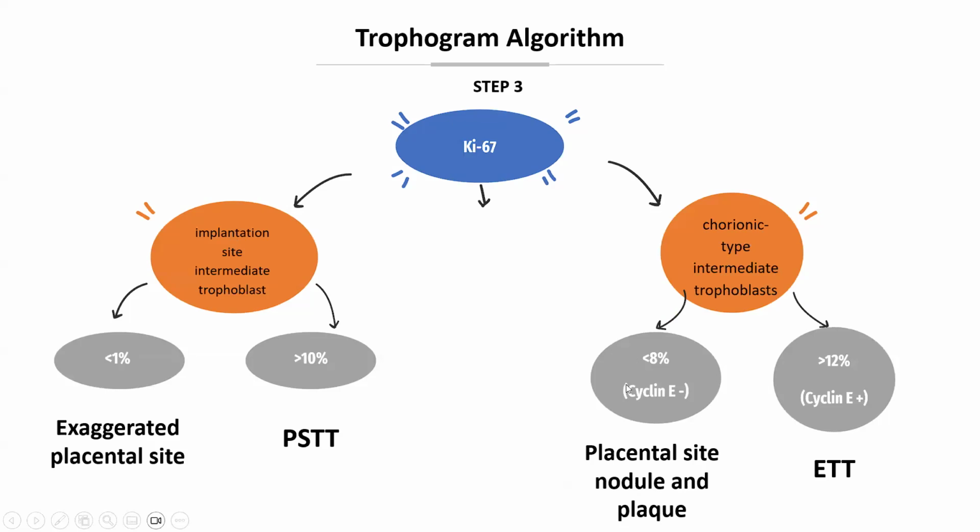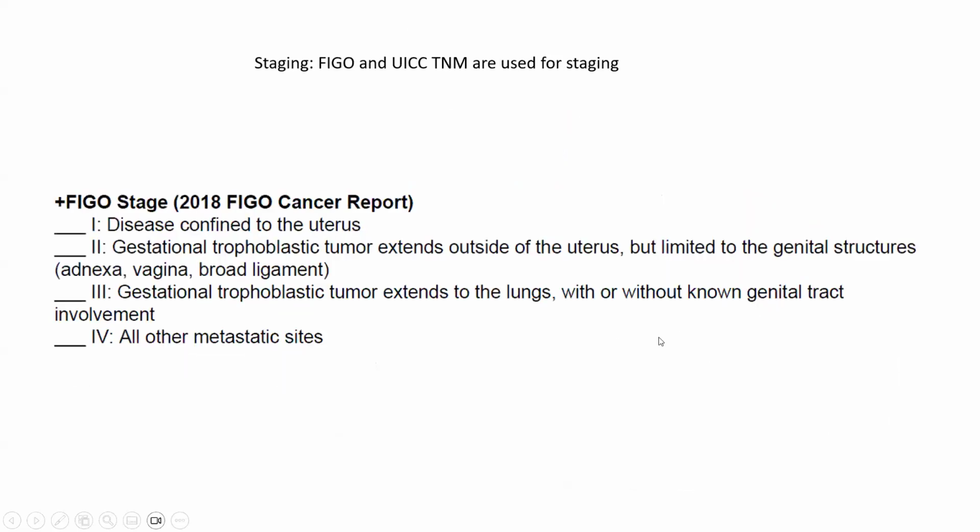In the chorionic type suspected lesions, if you have the Ki67 less than 8%, preferably with a cyclin E negative, that's a placental site nodule or plaque. If more than 10% with a cyclin E, that's an epithelioid trophoblastic tumor.